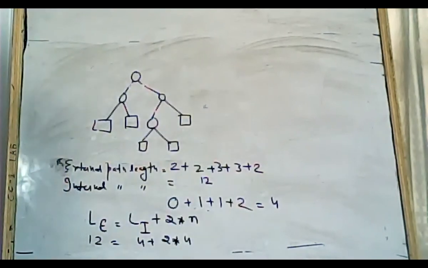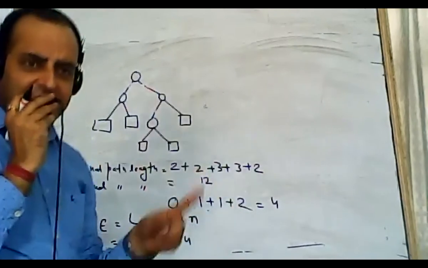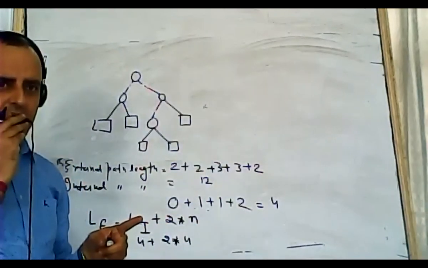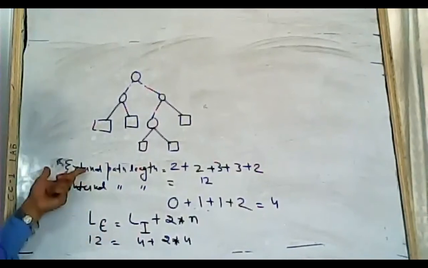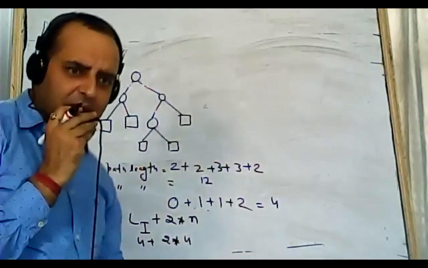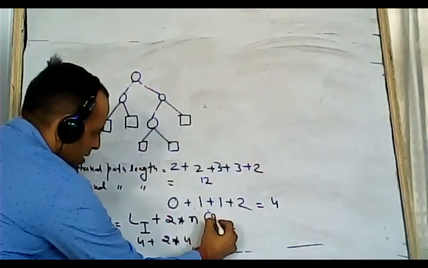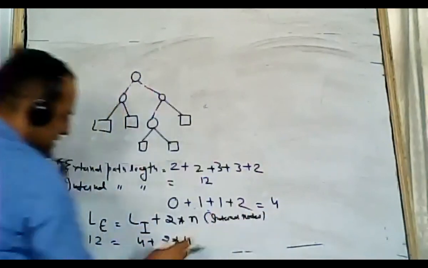You did two relations earlier also. Depth is level plus 1 and external node is always internal node plus 1. Today you did the third relation. External path length is equal to internal path length plus 2 into n, where n is the number of internal nodes. And you can check the relation is verified. The value is same.